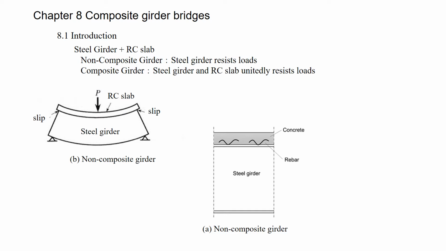So it is designed that only the girder resists the bending moments, neglecting the contribution of the slab concrete. This is called non-composite girder.